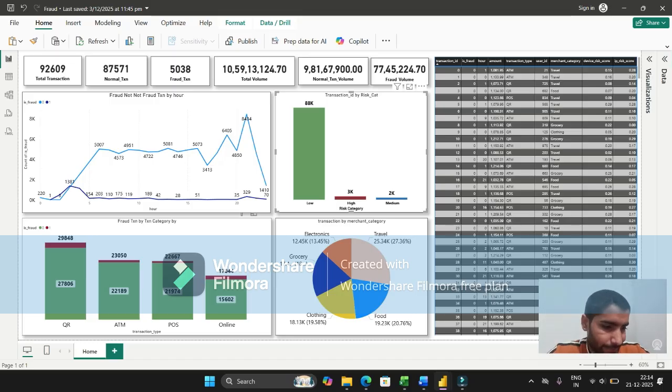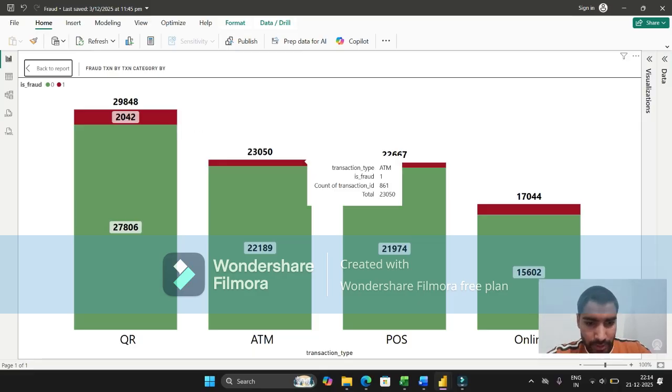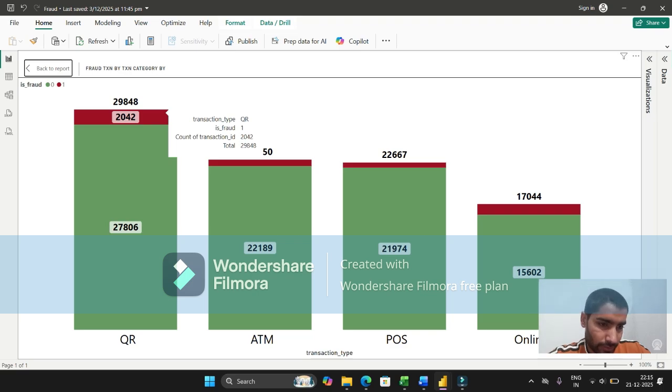And this is fraud transactions by category: QR, ATM, POS, online. In this chart, QR code transactions are happening in very high quantity, then ATM, then POS, then online, where the ratio is lowest. The major category of transactions was happening on QR code, and I think the risk score is also highest on QR code. Then ATM follows.